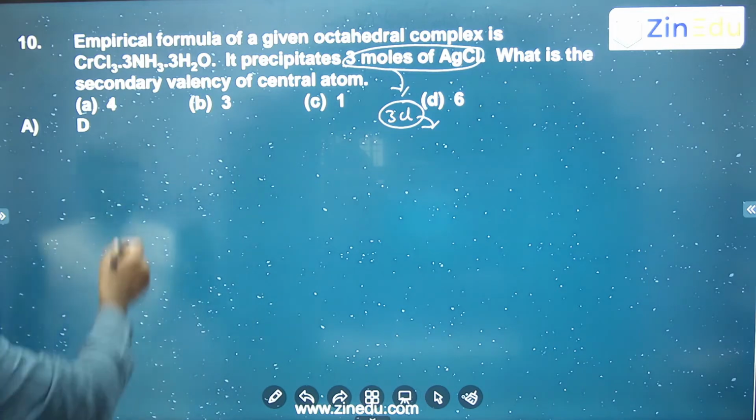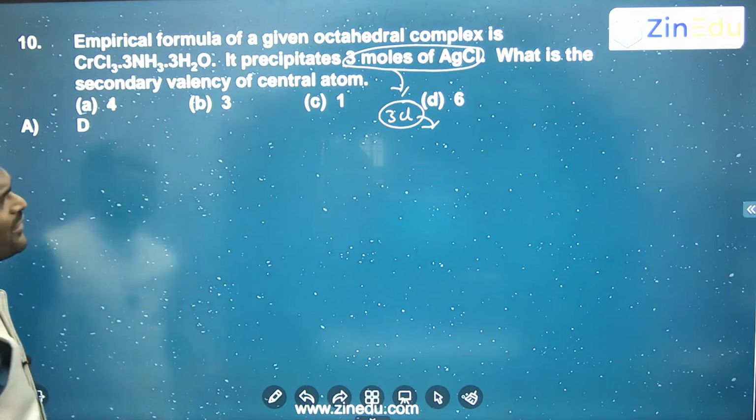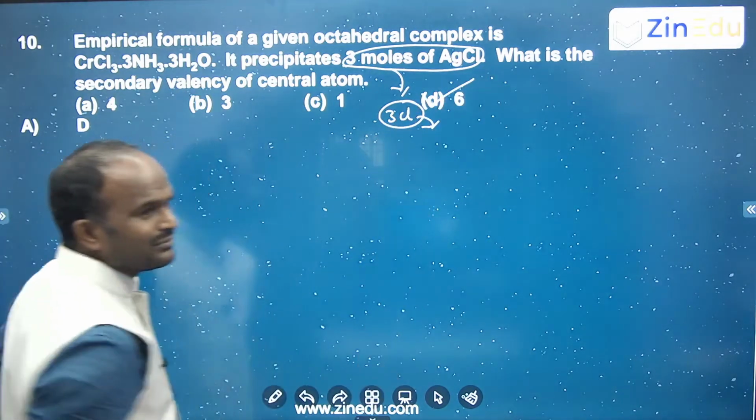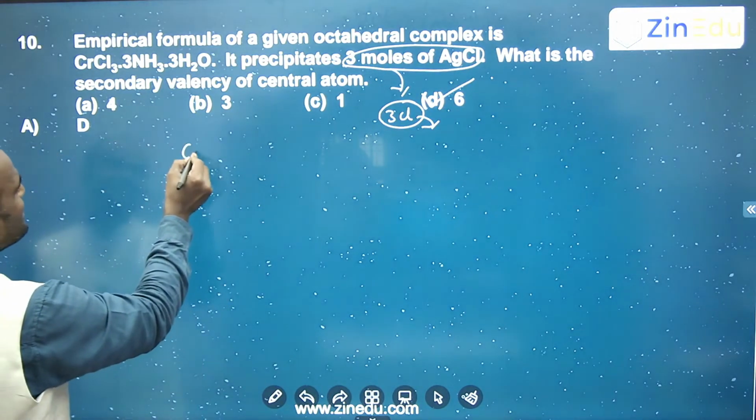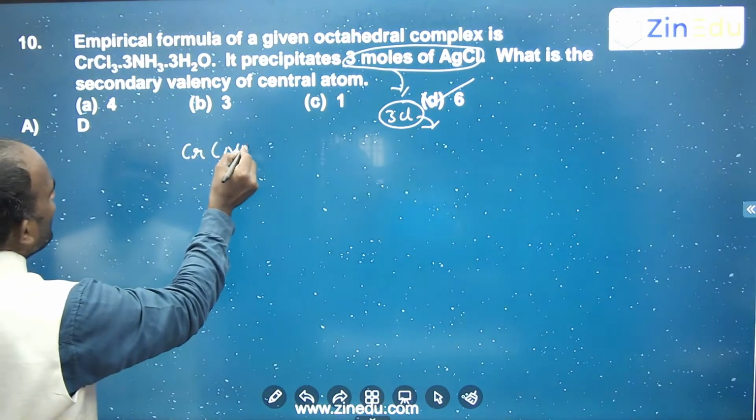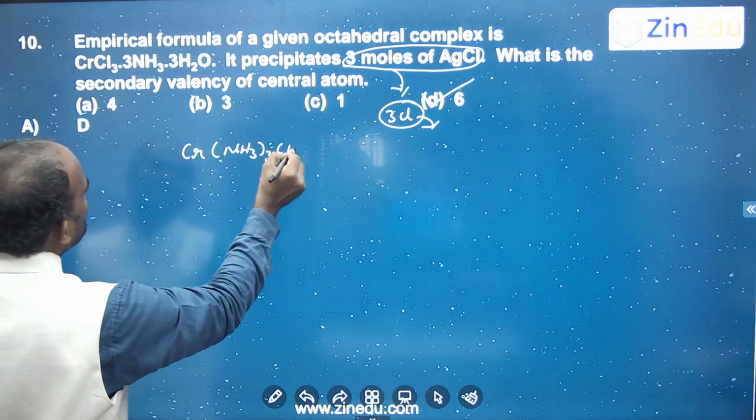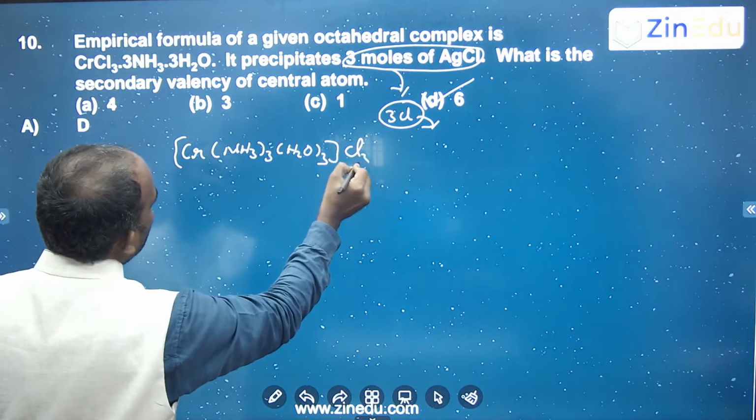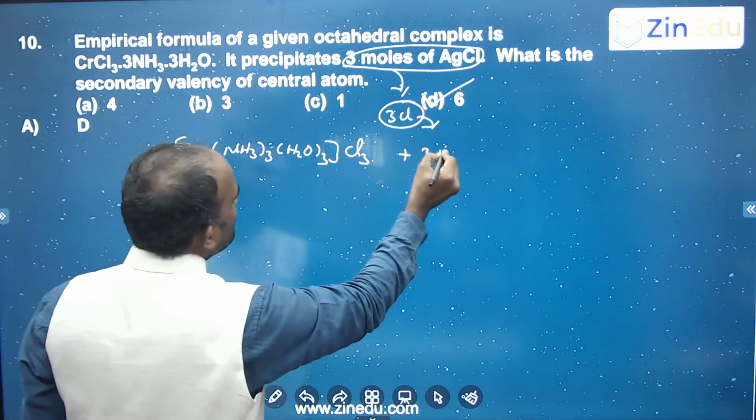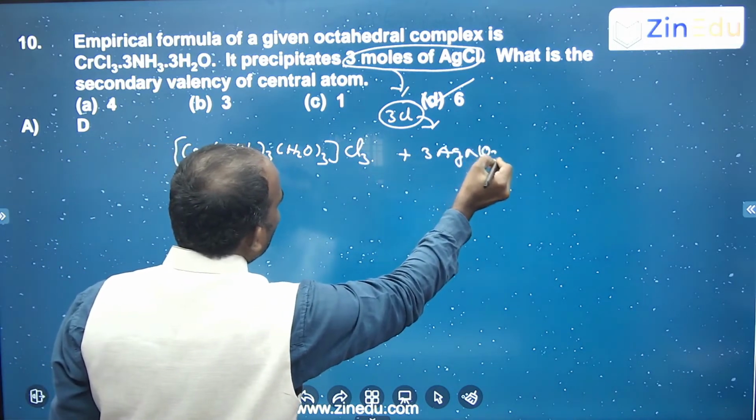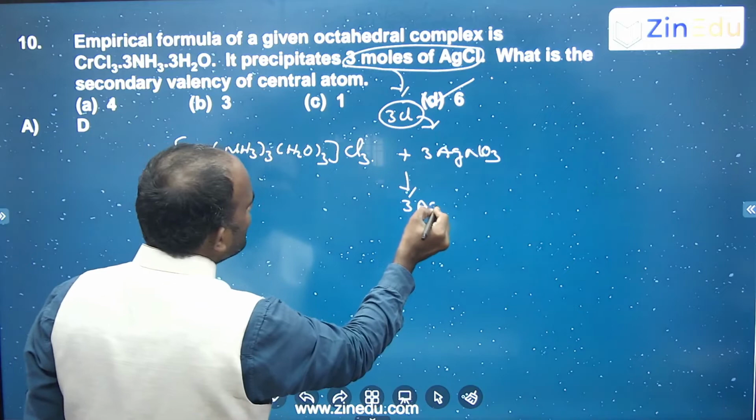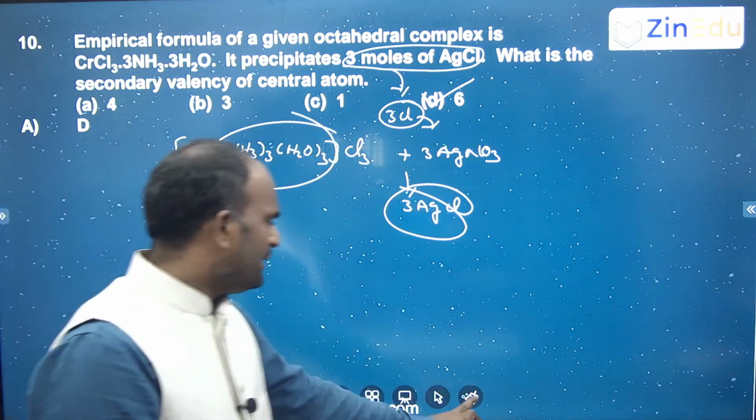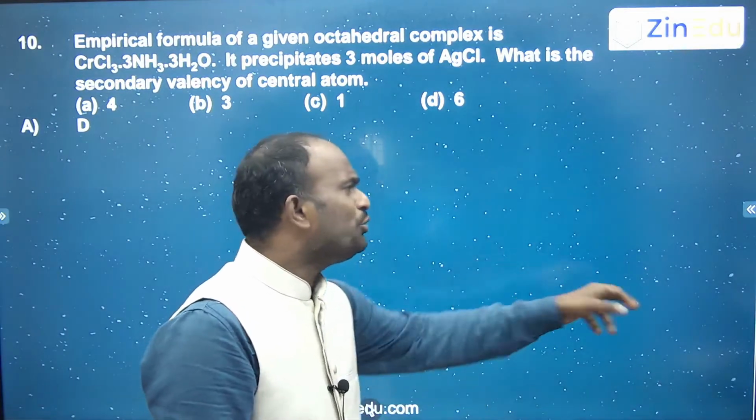Actually, they are asking, this is an octahedral complex. For an octahedral complex, what is the secondary valency? 6. So it should have been like this: Cr, NH3 taken thrice, H2O taken thrice, and 3 chlorines will be present outside of the square bracket. Now 3 moles of AgNO3 when they reacted, therefore it can give 3 moles of AgCl. Here the secondary valency is equal to 6. Done.